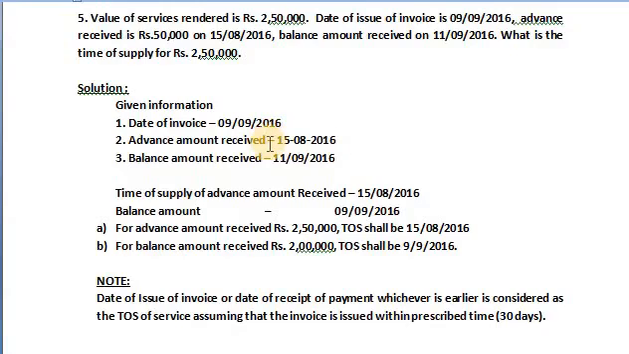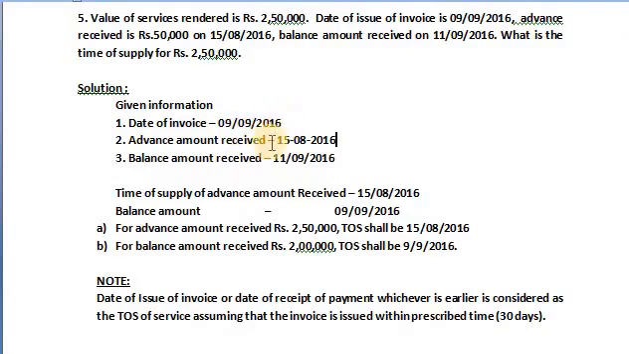Okay, so now we have to find out the time of supply. We have written the advance date and balance amount dates, but they have not given the date of completion of service. We are not sure when the completion of service has been done. So what we do here is, when the completion date is not given, we assume the invoice is issued within the prescribed time, that is within 30 days.